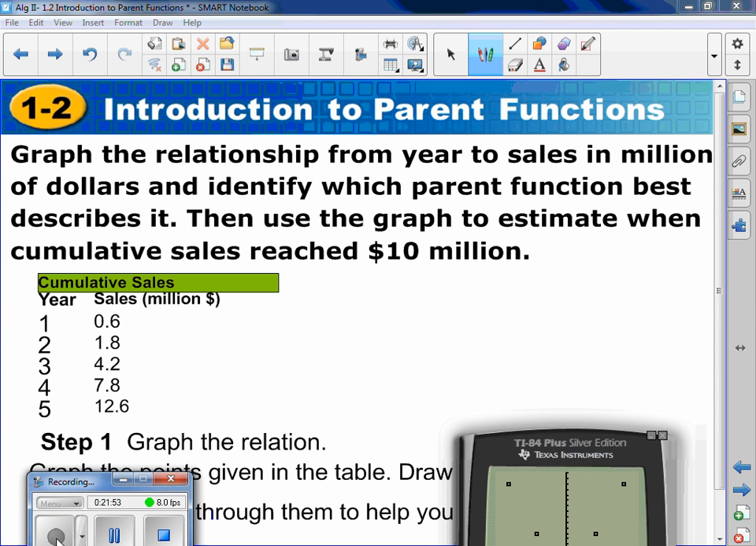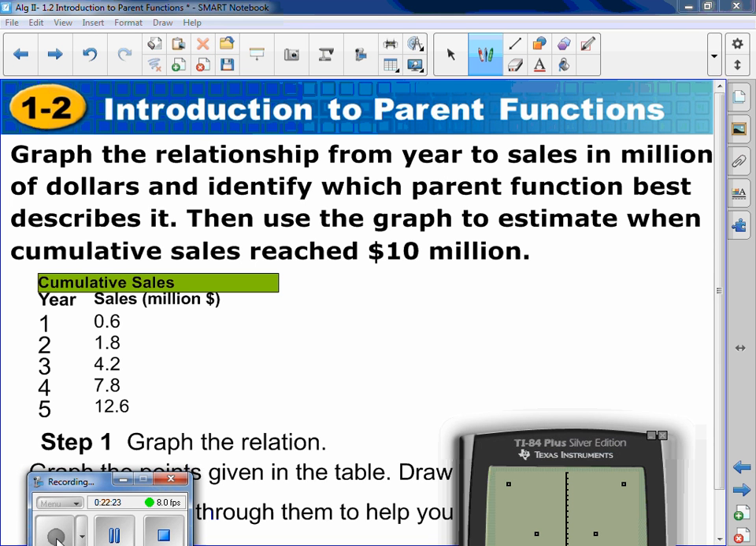Now in this example, we're going to graph the relationship from years to sales in millions of dollars. We're going to figure out what best parent function we could use. So I have the chart. In year 1, they made $0.6 million. Year 2, they made 1.8. Year 3, they made 4.2. Year 4 is 7.8. Year 5 is 12.6. So we're going to find out what parent function best represents this data.